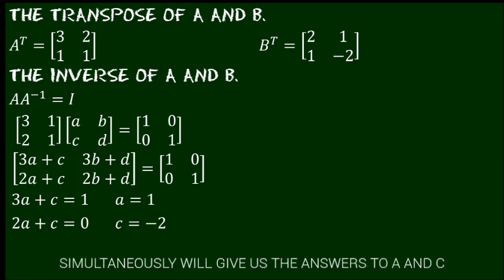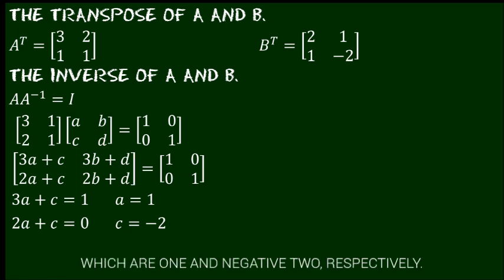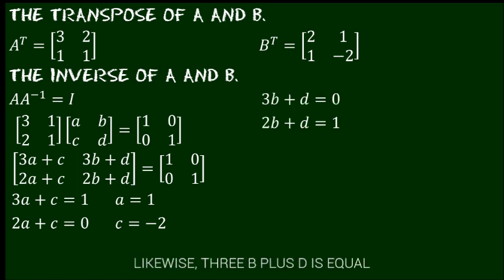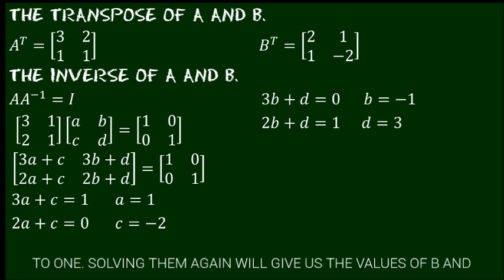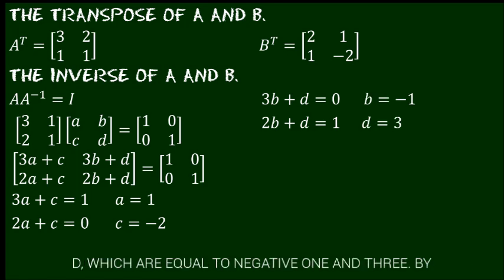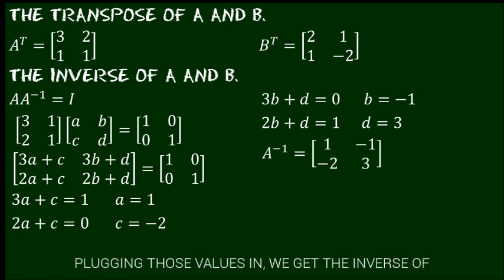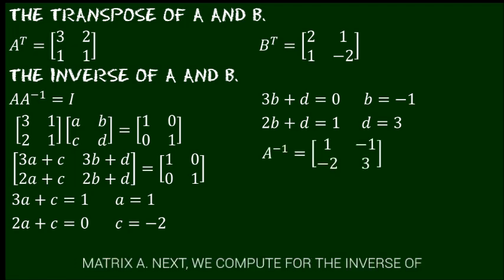Solving them simultaneously will give us the answers of A and C, which are 1 and negative 2 respectively. Likewise, 3B plus D is equal to 0 and 2B plus D will be equal to 1. Solving them again will give us the values of B and D, which are equal to negative 1 and 3. By plugging those values in, we get the inverse of matrix A.